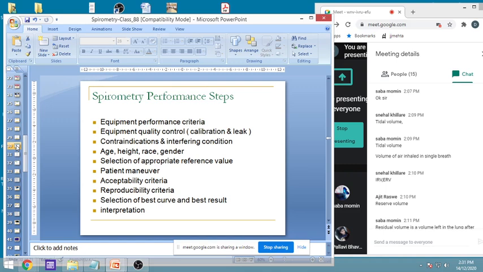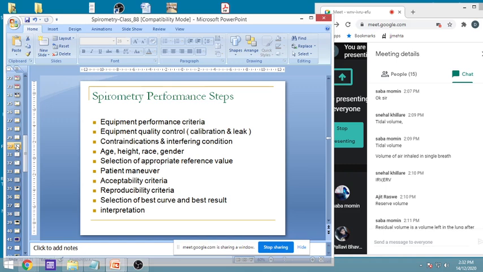The only thing is that the equipment should be checked, it should be calibrated. Whatever contraindications we have mentioned earlier should not be there. Any interfering condition like cold or infection should not be there. Age, height, race, gender, all data you should have, because you have to make appropriate calculations. Select the appropriate reference value, because for age, height, race and gender, reference values will be available, and accordingly you should use them.